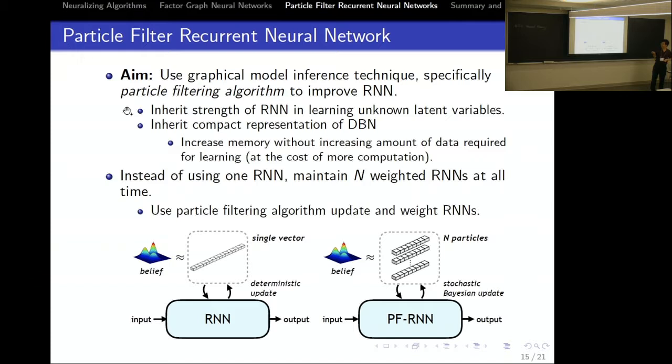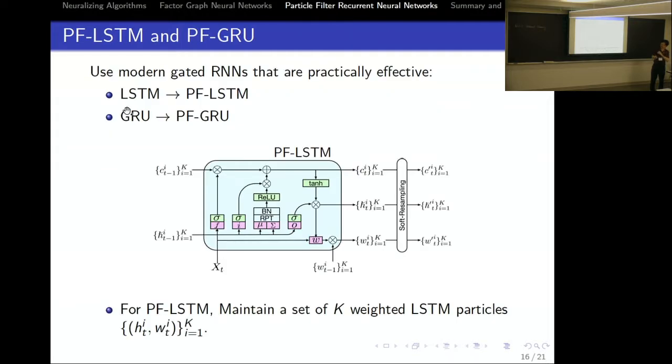So instead of using one RNN, we're going to maintain n weighted RNNs, and then we essentially do the particle filter updates: the transitions, then we get the observations, and then we do resampling. Then we make the whole thing differentiable and just do backpropagation to learn the parameters. So now you can think of each particle as an LSTM cell or a GRU cell. These things seem to work well in practice in terms of being able to learn.